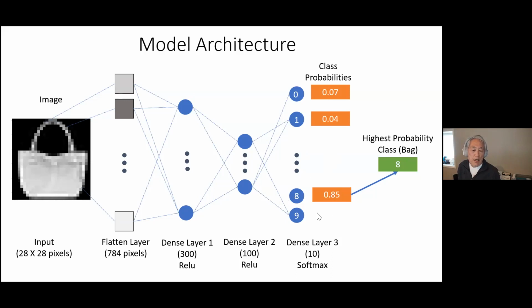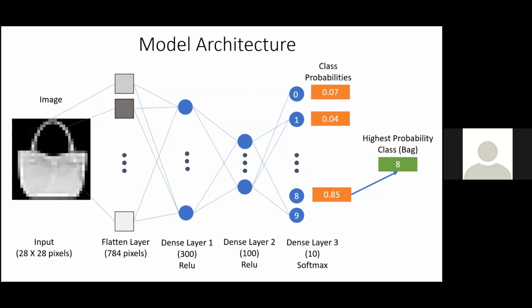So in this case, the highest probability, 0.85 out of 1.0, is class 8, which is a bag. And so if we were to push this image through this model, we would hope that it would put out that the class is 8, it's a bag. Questions on that? Okay. All right.